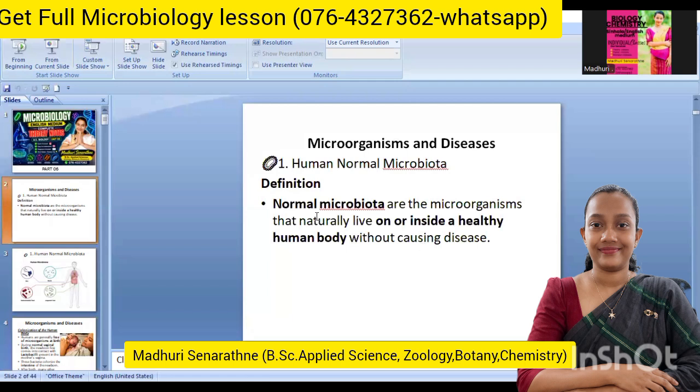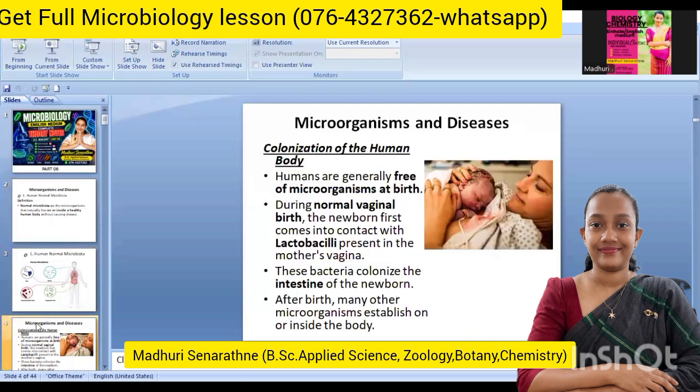It is very important. Normal microbiota does not cause disease. However, the internal tissues of a healthy human body are normally free of microorganisms.